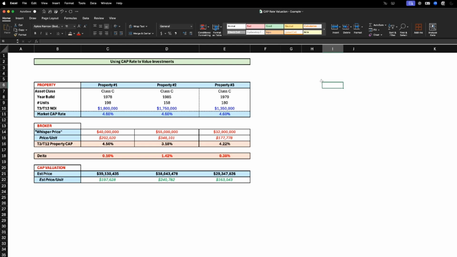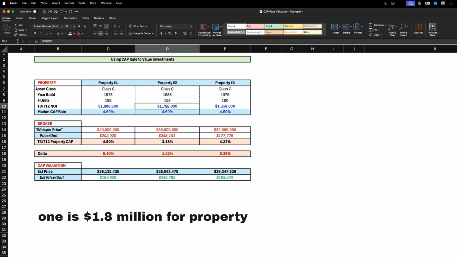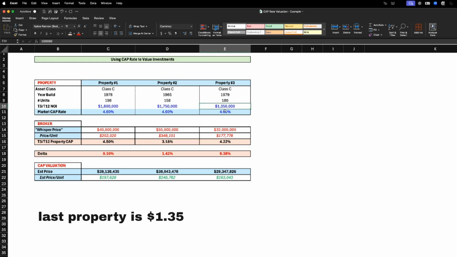Context is key. Let's take a look at cap rates in the context of multifamily investments. I have 3 hypothetical properties. Let's say property 1, 2, and 3. And these are all Class C properties, built in 1978, 1985, and 1979. The first property is 198 units, the second property is 108 units, and the third property is 180 units. We received the financials for each of these properties. We looked at the T3, T12 net operating income: for property 1 it is 1.8 million, for property 2 it is 1.75 million, and for the last property it is 1.35 million.